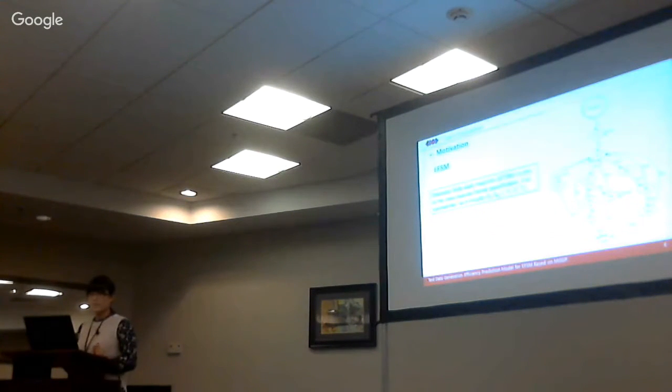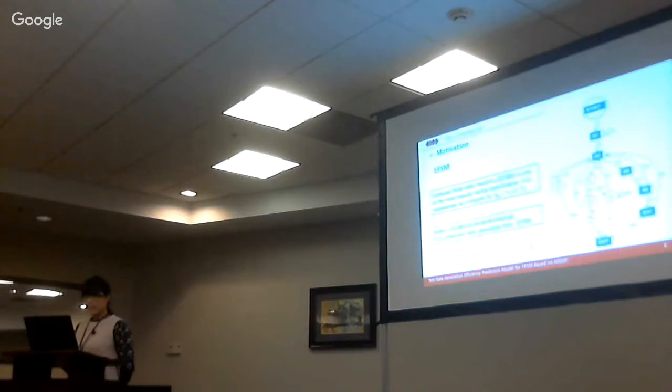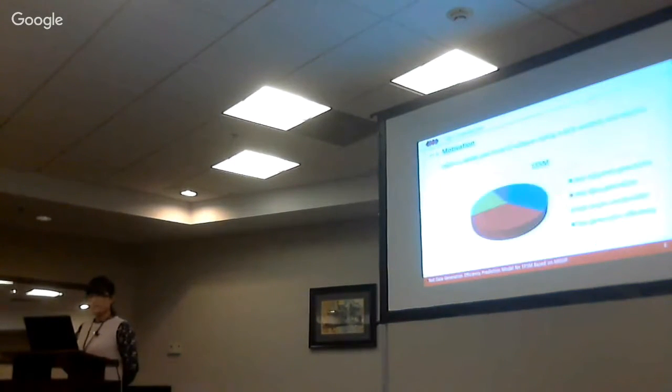EFSM is extended finite state machine, and it is one of the most popular forms of classification. It can be represented at fixed levels. This figure is a simplified EFSM, and this is a transition path generated from the EFSM.